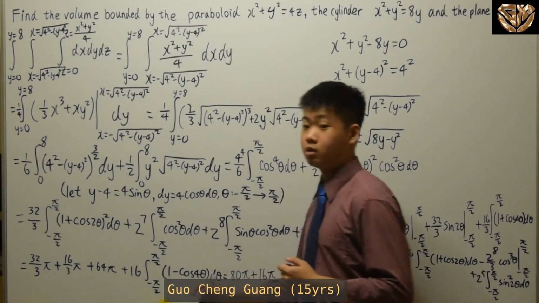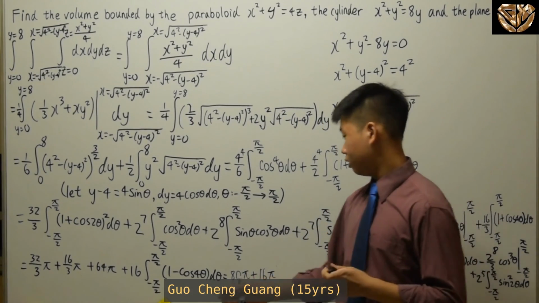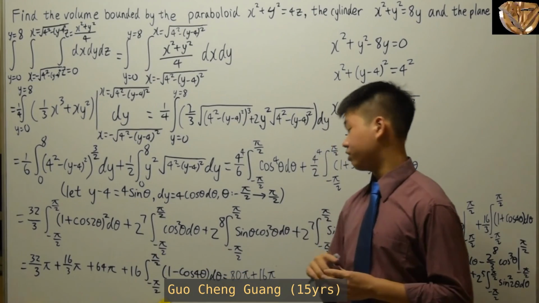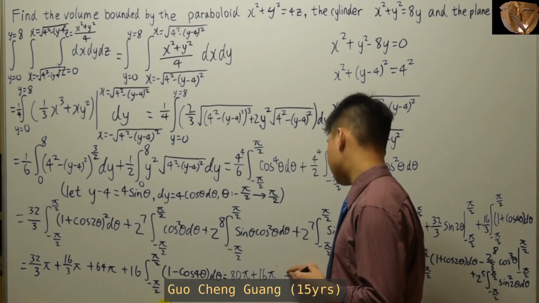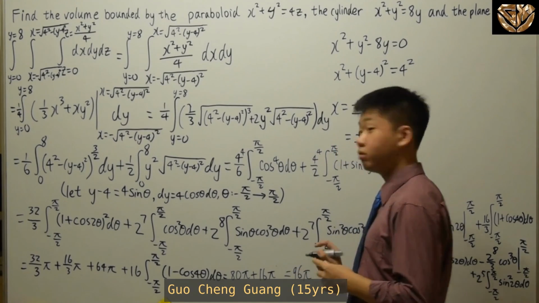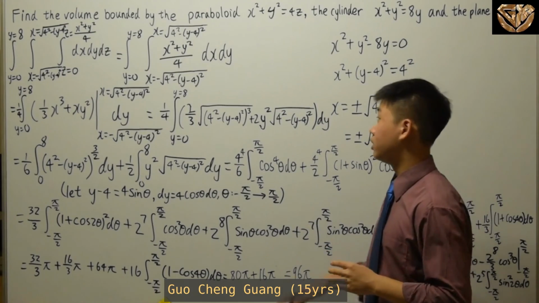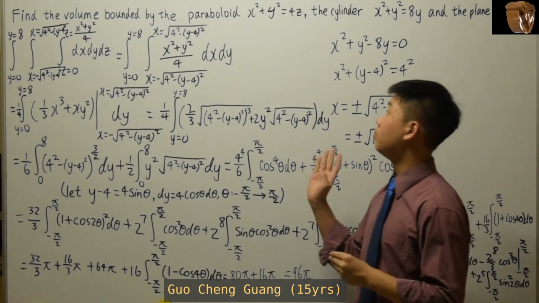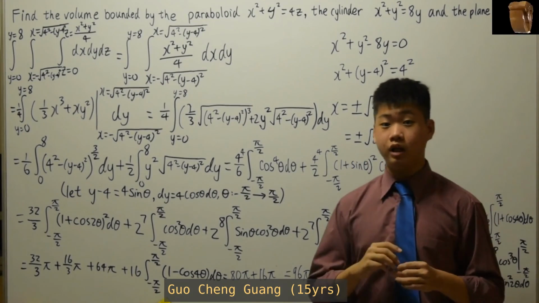And of course for this term behind, since it is a sine 4 theta, when you substitute in half pi and negative half pi, that will just be 0. Right, so at last, the answer you get is 96 pi. Now this 96 pi is the volume bounded by the paraboloid, the cylinder, and the plane.